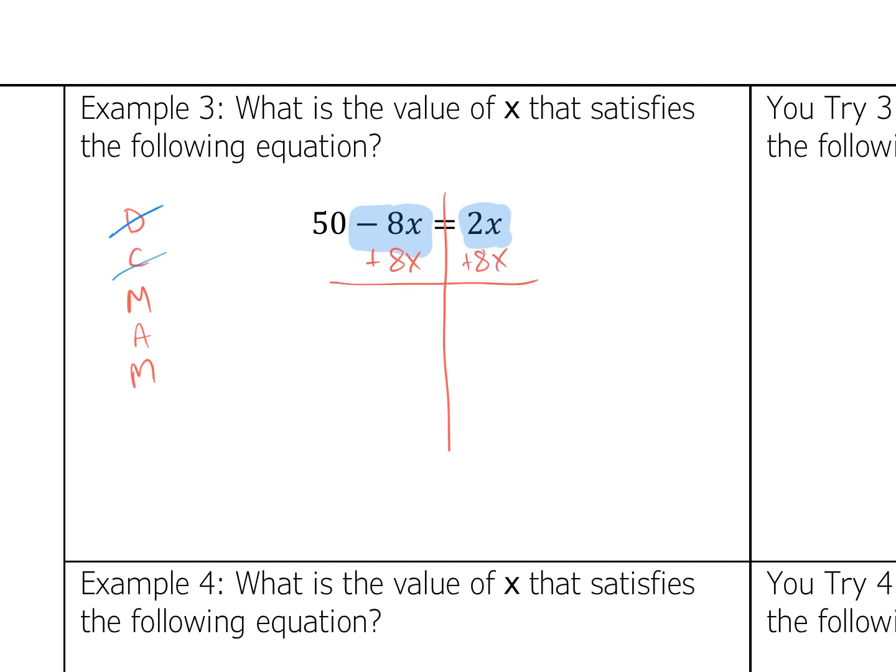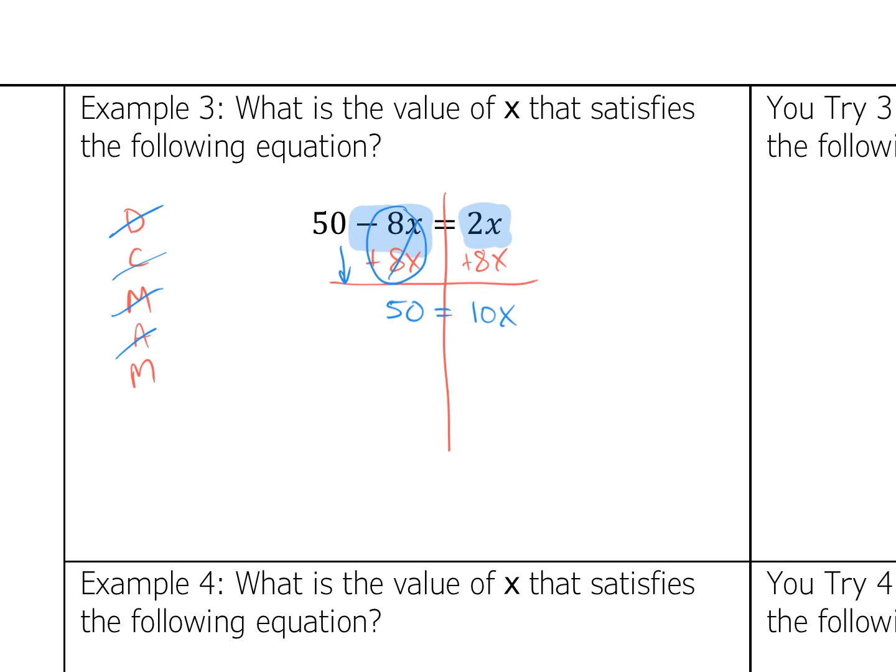Negative 8x plus 8x forms a 0. So I'm left with that 50. 2x plus 8x is 10x. So I just moved a smaller variable. I'm asking myself, can I add or subtract? I'm not adding or subtracting in this problem, so I'm not going to do that step. Next step, can I multiply or divide?